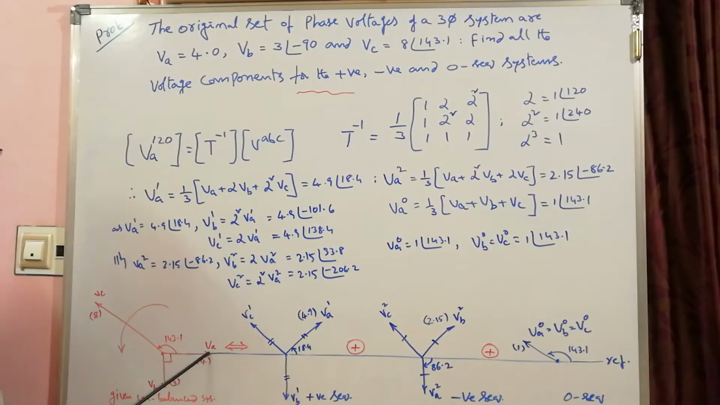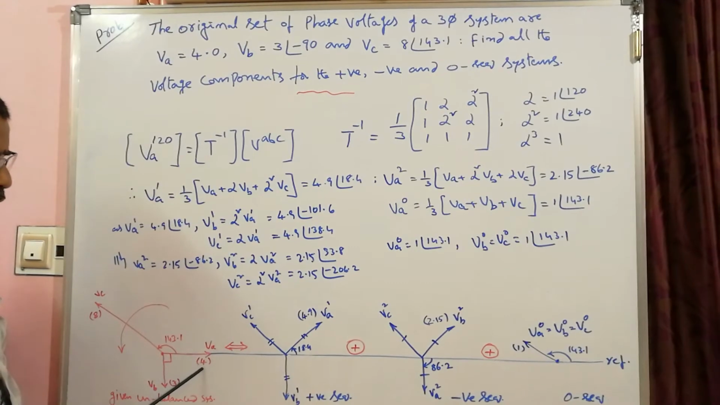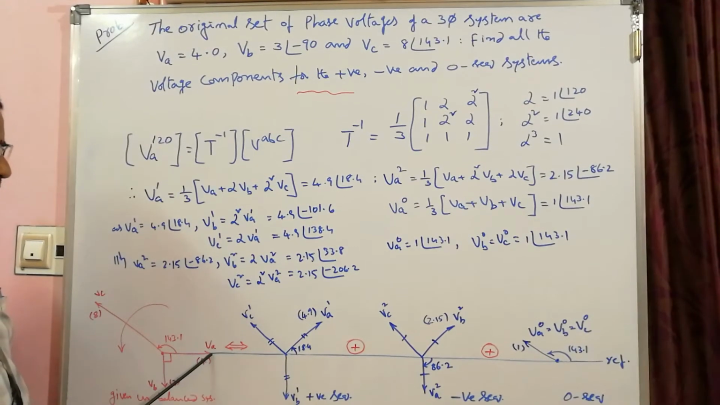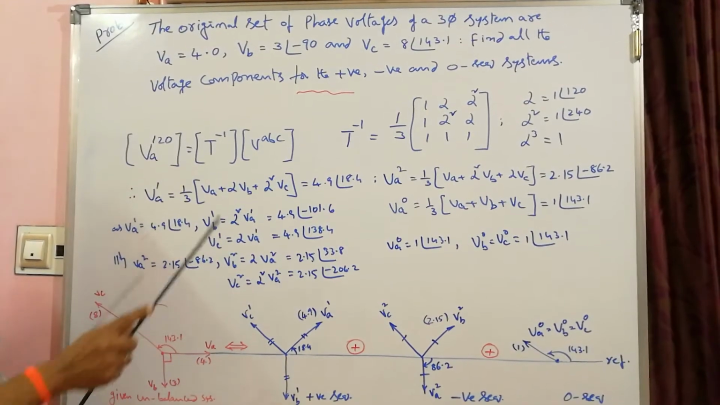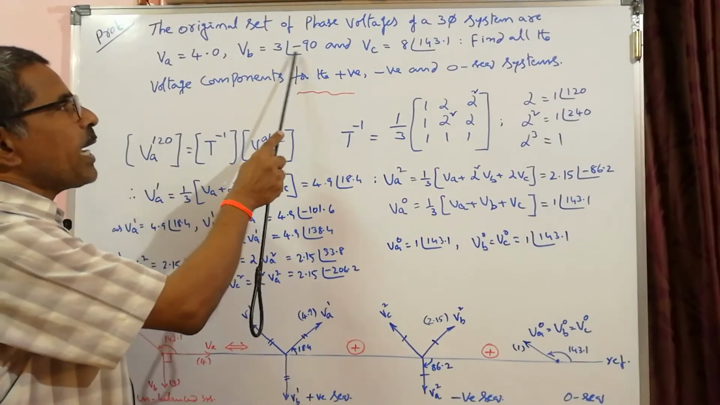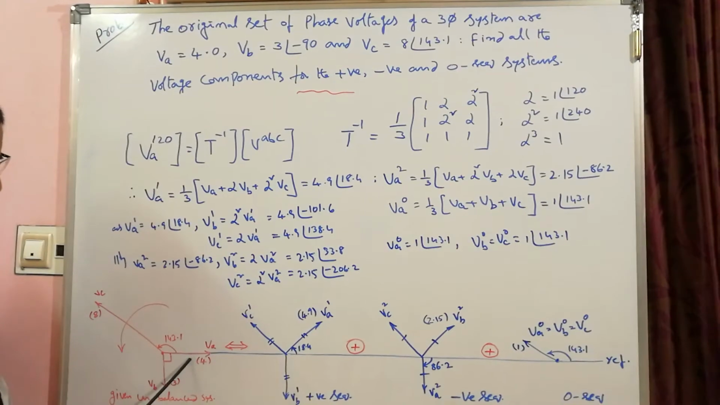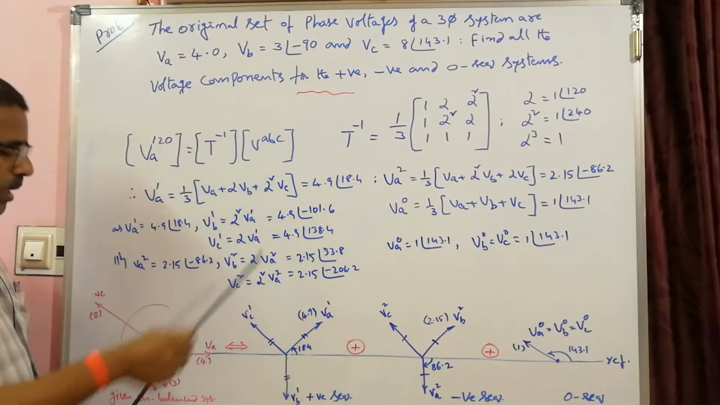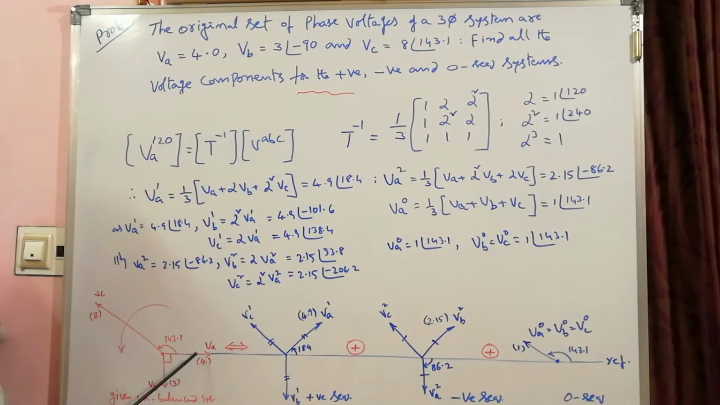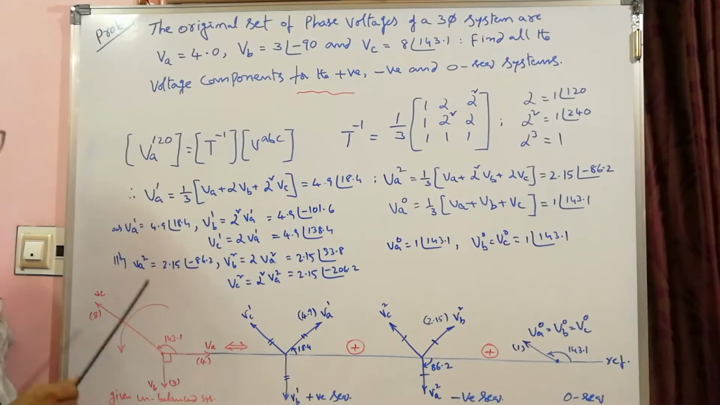So you see here, this is VA marked magnitude 4, which is on the reference axis, so with 0 angle. Then what is VB? VB is 3 angle minus 90. So minus 90, perpendicular to this in the lagging direction, magnitude is 3, lagging VA by 90 degrees, that is the VB position.